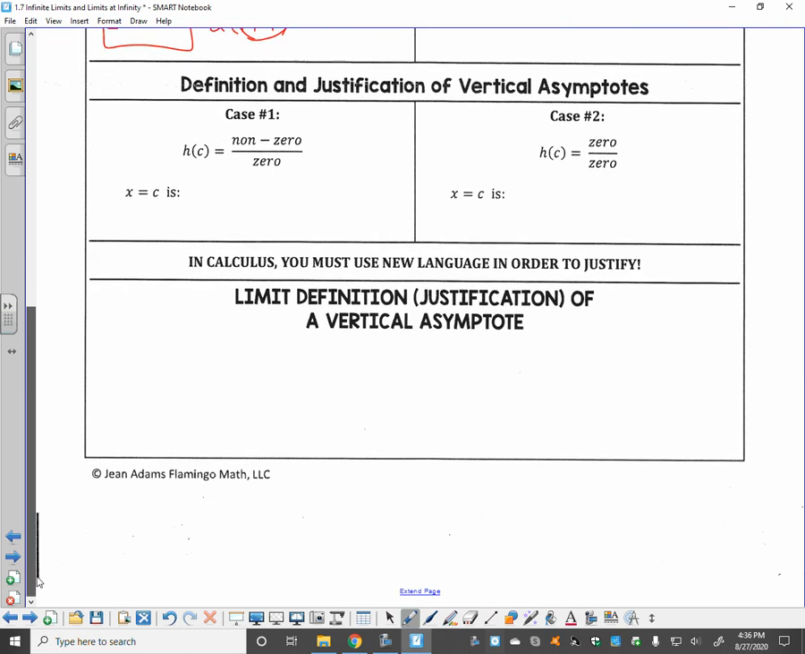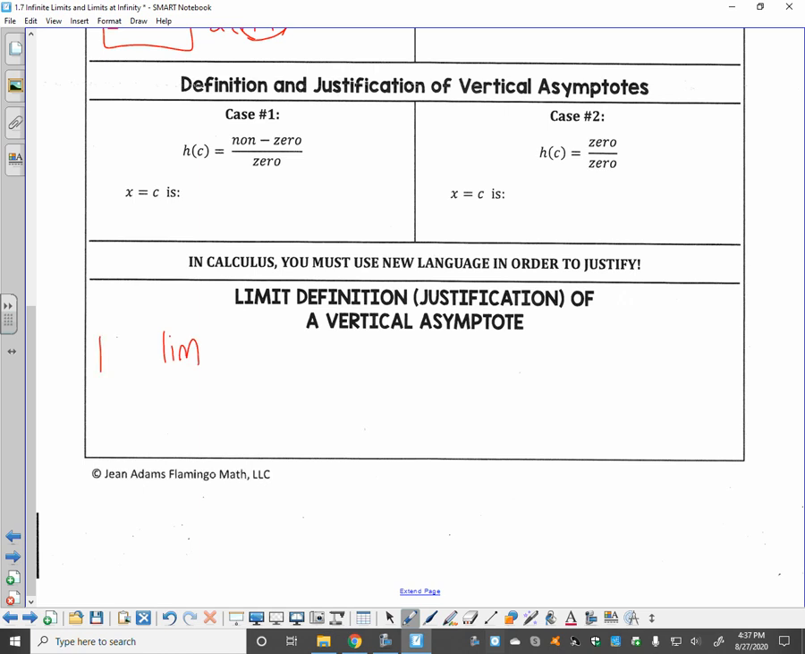Let's skip that, and okay, so we'll write this out. I mean, it's kind of Captain Obvious, but here we go. A limit definition or justification of a vertical asymptote. So the way that you know that you're going to have a vertical asymptote is your limit is going to head to infinity or negative infinity. So let's write that out.